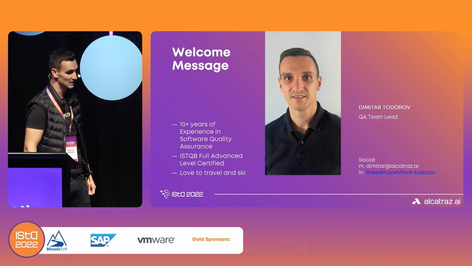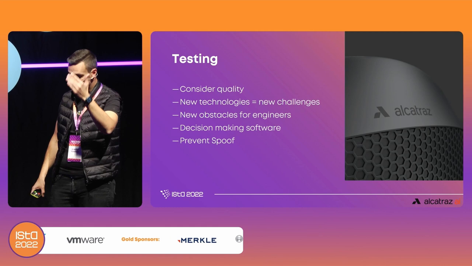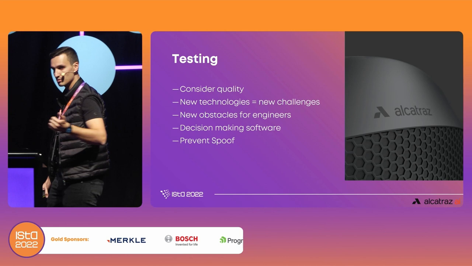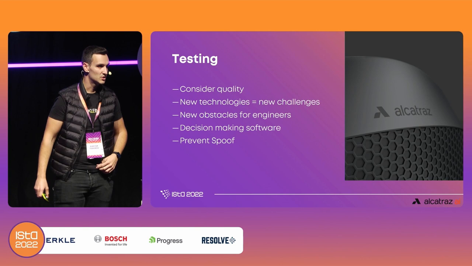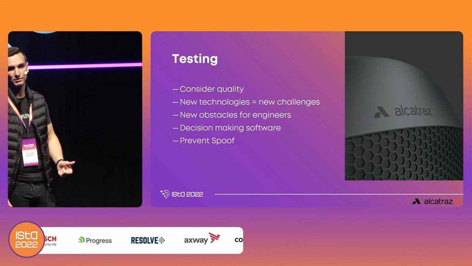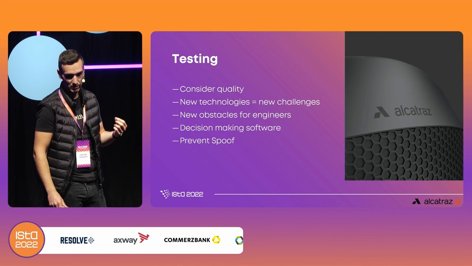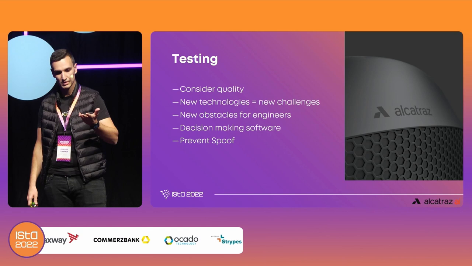So before going to the agenda, I want to jump in with an abstract. We have to always consider one thing, no matter whether we are testing traditional technologies or legacy systems where we have tons of automation or documentation and oracles, etc., or we are approaching to test modern solutions like machine learning algorithms or AI cutting-edge devices, and this is the quality. We have to consider the quality. So these new technologies bring new challenges in front of us and new obstacles that the engineers have to deal with, also the testers.